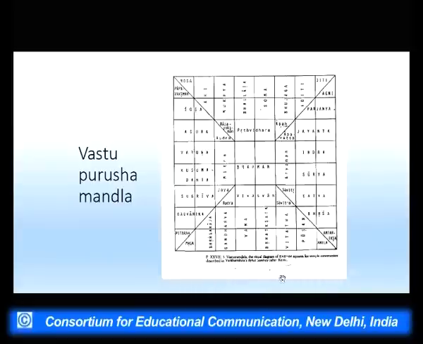Now this Vastu Purusha Mandala is made with a sanctified cord or string, that has been sanctified according to special rituals. Then you take this and measure it out, and then you measure out subsections of it, and then rituals are performed.